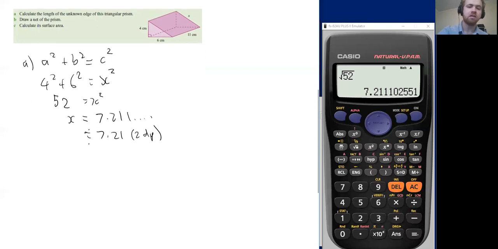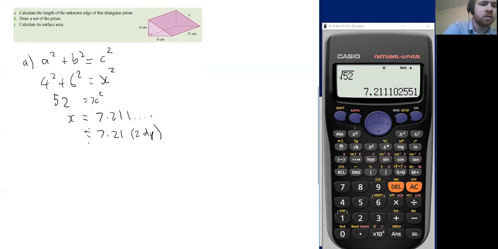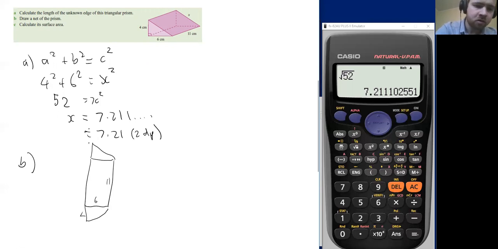Now we need to draw a net of this prism. And we're going to label the dimensions of that. So again, I'm going to start with that bottom face. It's always good to have a consistent way of starting out when you're drawing a net. So I'll draw that rectangle first. It's got dimensions of 11 and 6. Okay, and then I've got 2 triangles on either face. I've got one up here, I've got one down here. And the height of these triangles is 4.